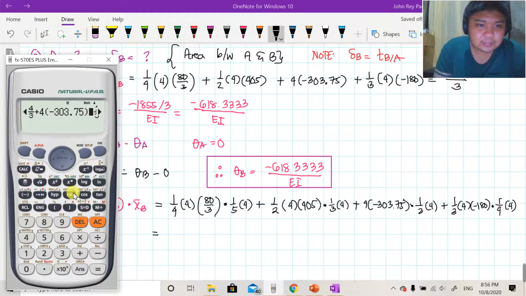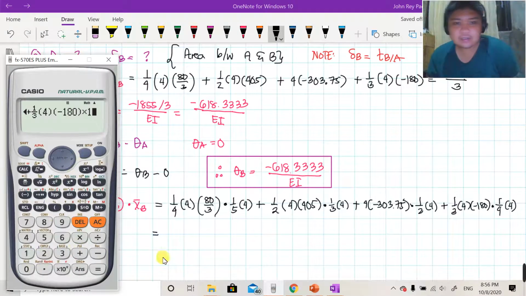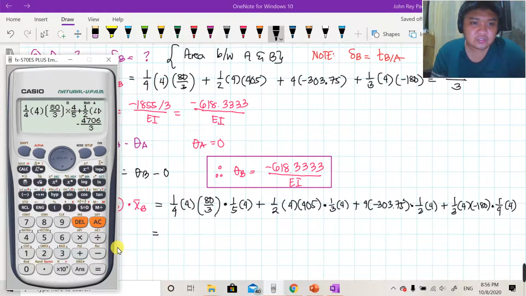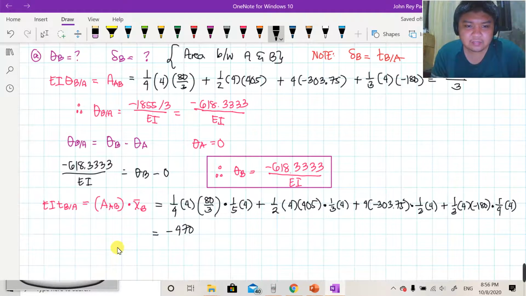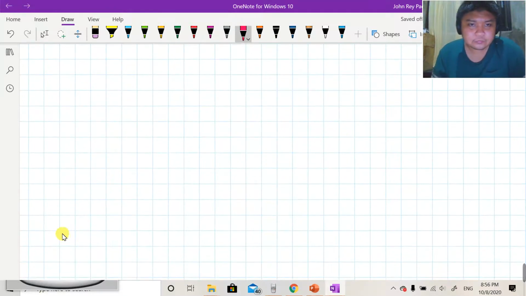4 over 2, simply times 2. 2 meters lang naman yan. And lastly, ito, 4 over 4 times 1. Okay? So, ayan lang. Ulitin ko, lagay lang natin yung mga points, no? 4/5, ito siya, no? So, kayo na lang bahala niyan in terms of calculation. So, ang magiging sagot is negative 4706 over 3. 4706 over 3. So, pwede na natin ditong i-conclude, no?